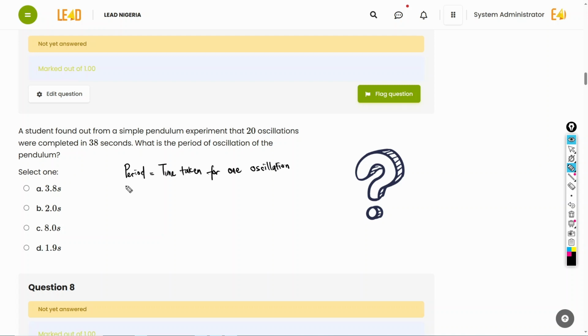So my period is going to be, in this question, we have 20 oscillations in 38 seconds. So for one oscillation, the time is going to be 38 seconds divided by 20 to know how long it took for just one, which would give you about 1.9 seconds. So it takes 1.9 seconds on the average for each oscillation. That's D.